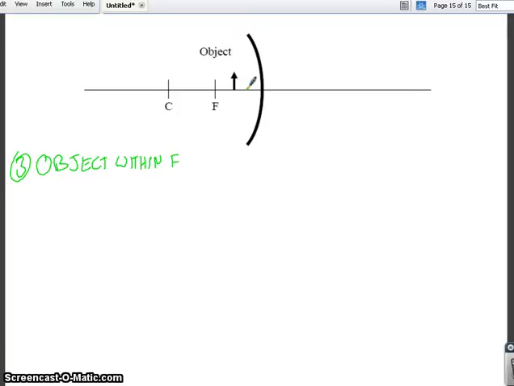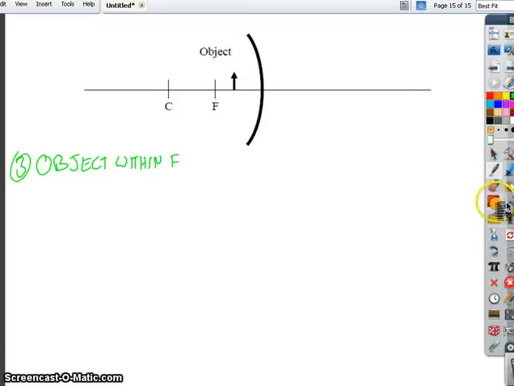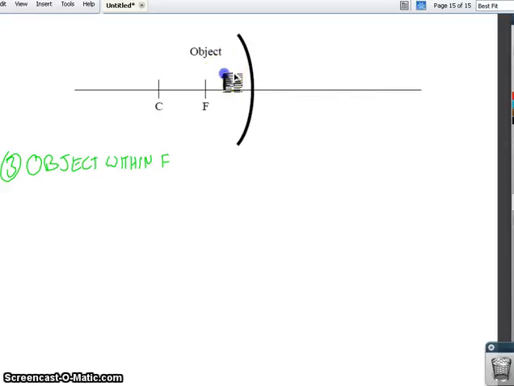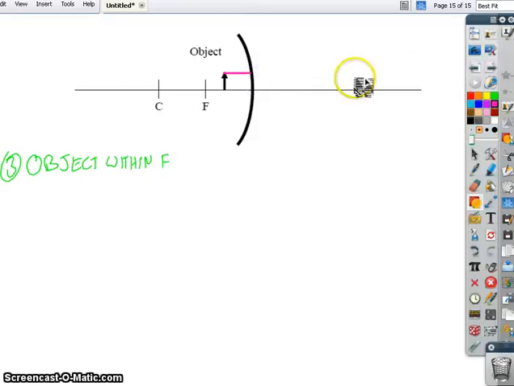So let's draw our 2 rays. Our first line is going to be parallel, and it's going to bounce back through the focus. Our next line still has to bounce off the mirror, so this is going to be a little bit different here.